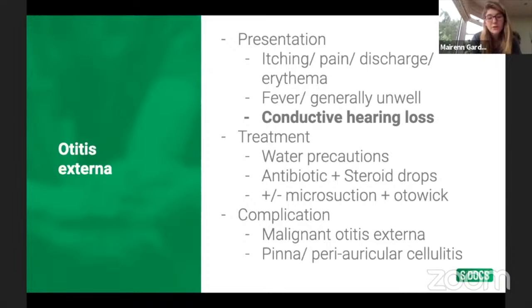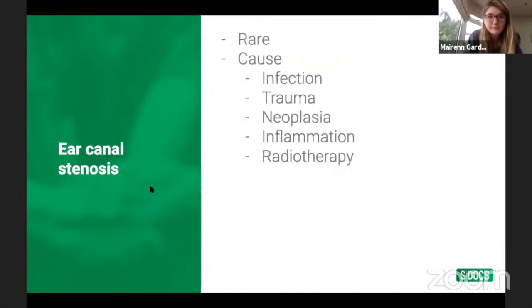These patients might also get pinna or periauricular cellulitis. Cellulitis will affect the whole ear, including the earlobe, which is quite important to remember. And again, these patients will just need to be given some antibiotics.